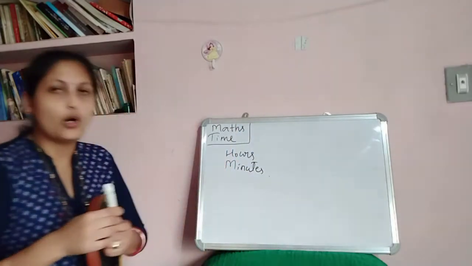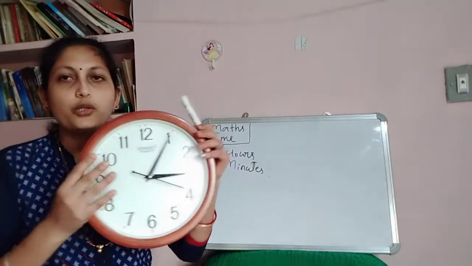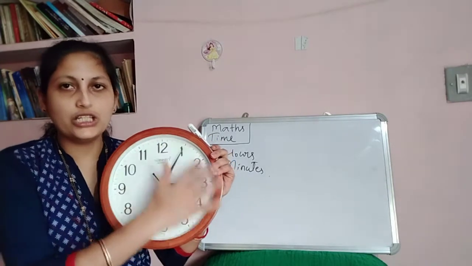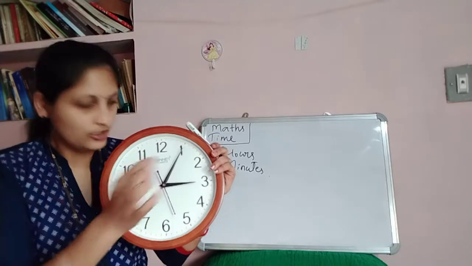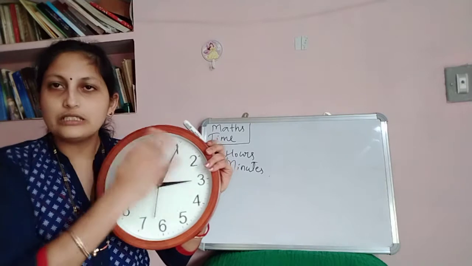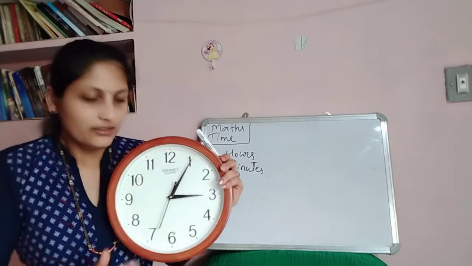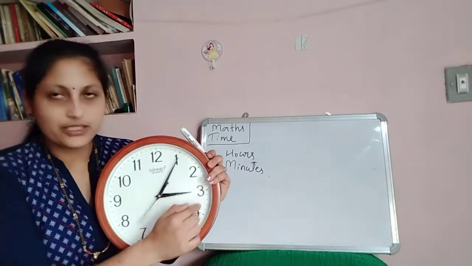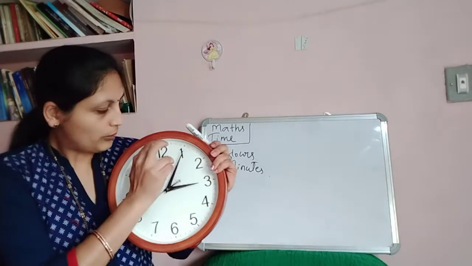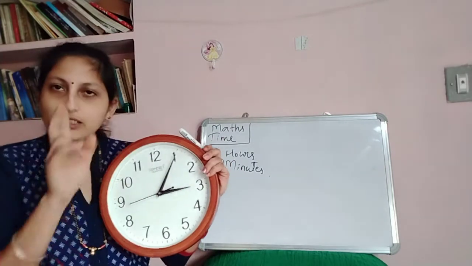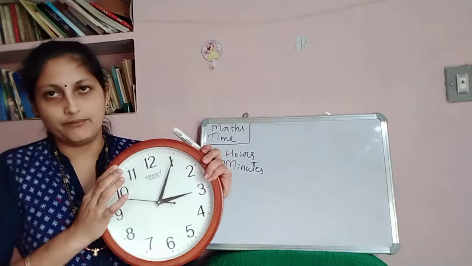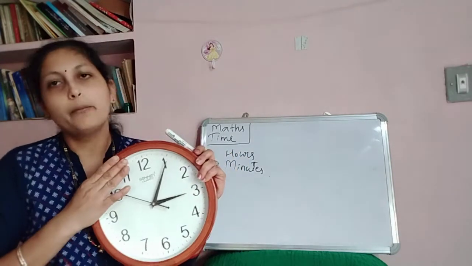So in this clock you have 12 hours. Each number represents an hour. This is 1, this is 2, 3, 4, 5, like that up to 12. These larger divisions represent hours. And again you have small lines present here. Each line represents a minute. For one line, 1 minute. For the second line, 2 minutes. For the third line, 3 minutes. Like that we have 60 minutes.